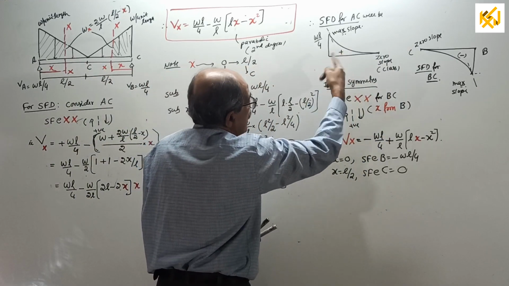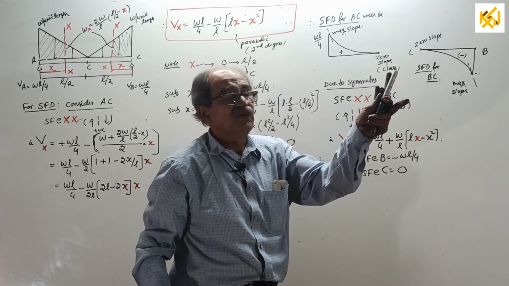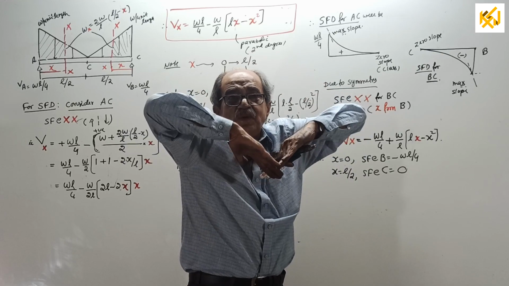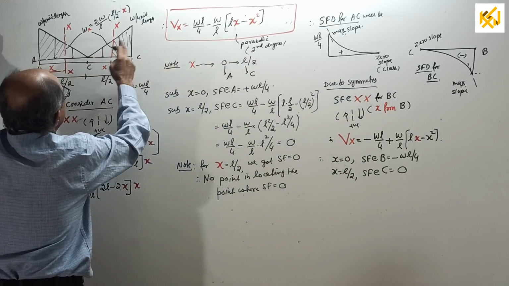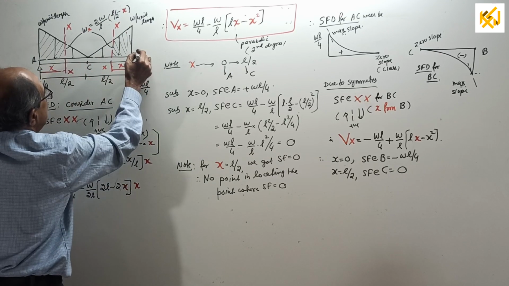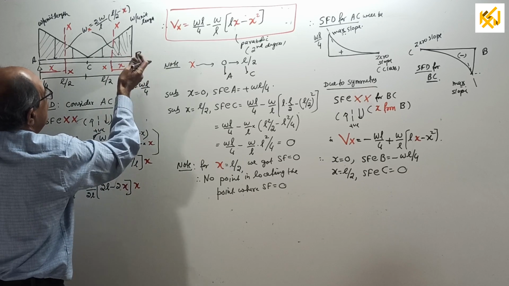If you remember last time, I will tell later, not now, I will compare the two SFDs of this type of loading and this type of loading. That time I will tell. Now, no point in wasting time for section XX for CB. This is actually B. See, okay, print mistake. I told, print mistake.